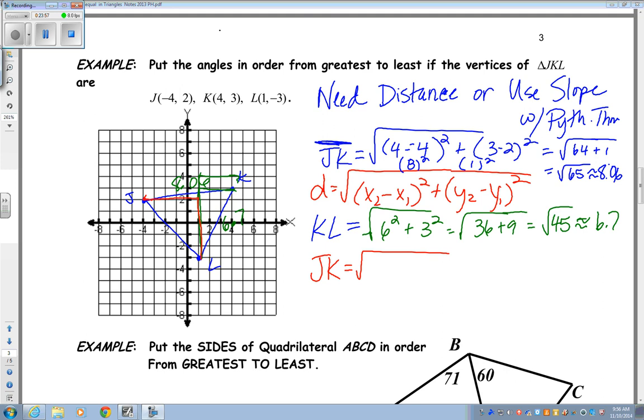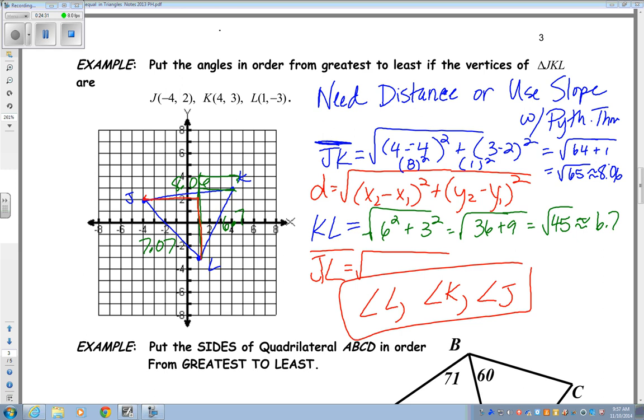Alright, JL. Alright, what was the length of JL? Anyone get that one? 7.07. Okay, so now we see which side is the biggest. So what's our biggest angle? So it should be angle L, then it should go K, and then J.